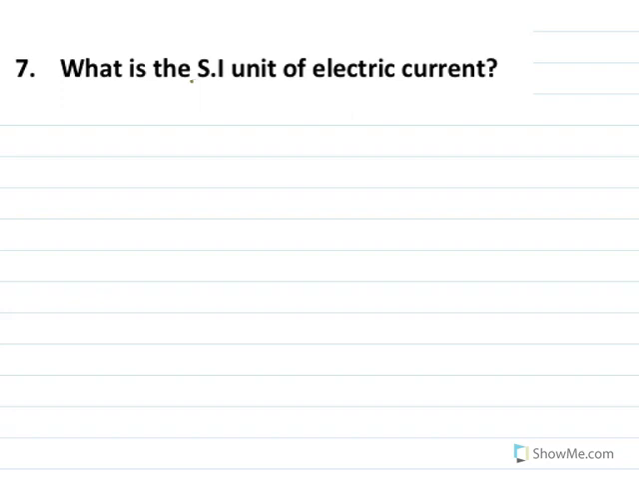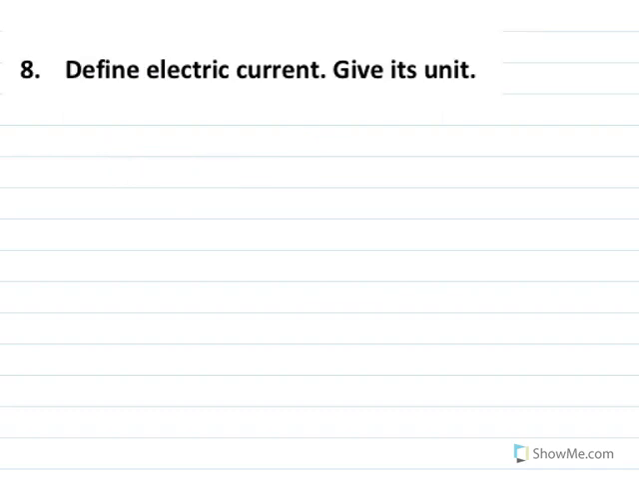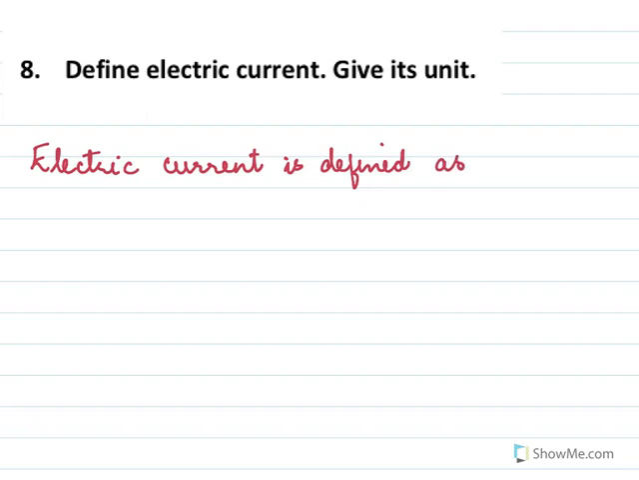What is the SI unit of electric current? The SI unit of electric current is ampere, which is denoted as A. Define electric current. Electric current is defined as a flow of electric charges.